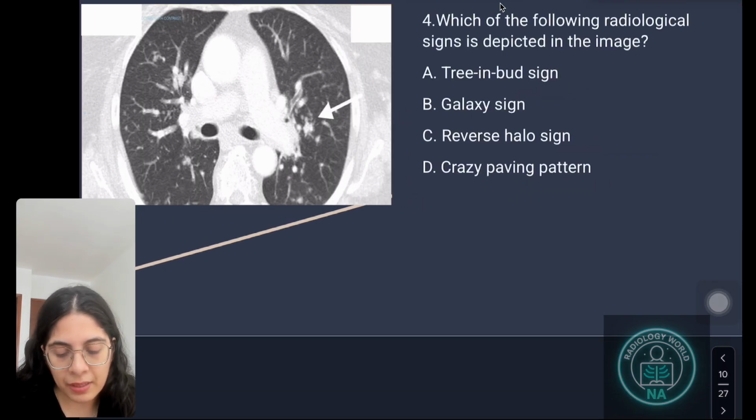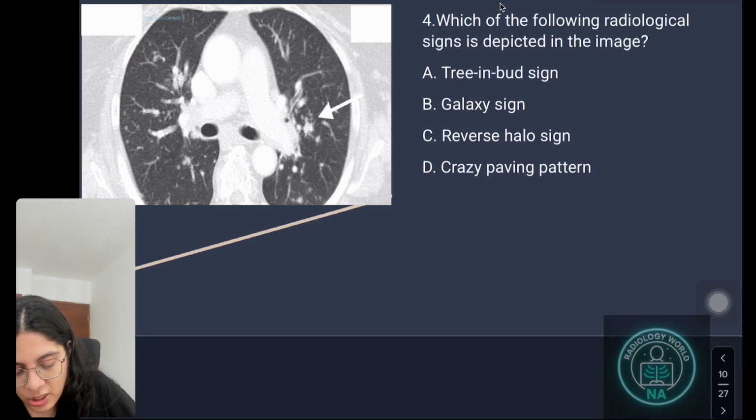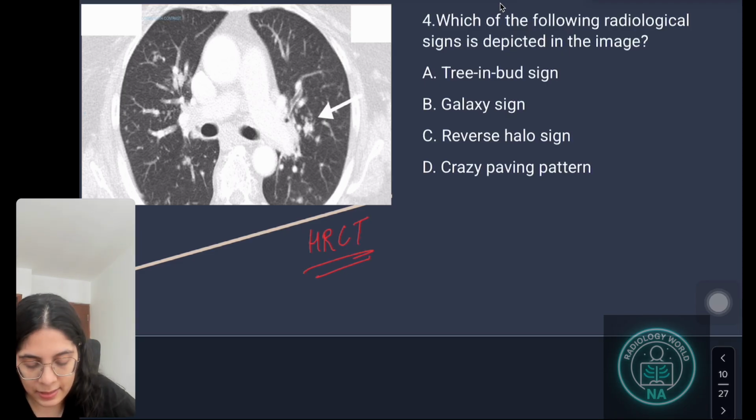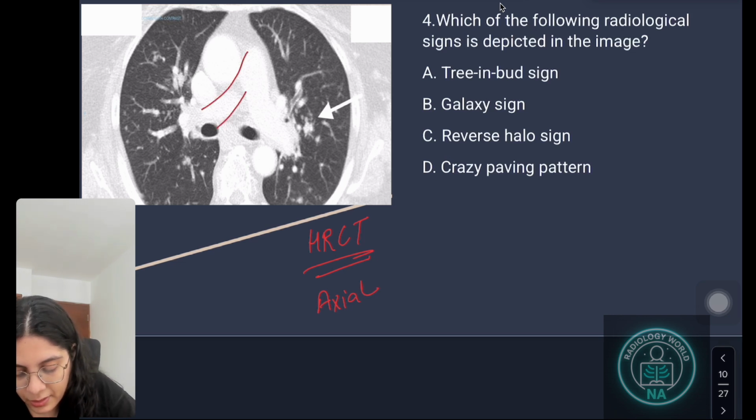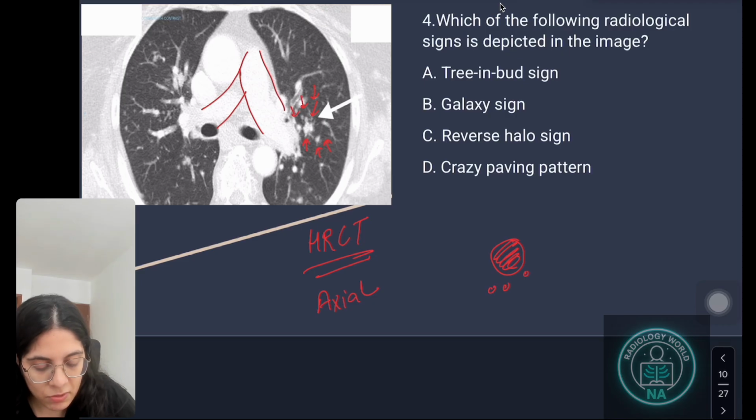Which of the following radiological signs is depicted in the image? Before I see the options, let's look at the image. What is this image? This is an HRCT chest axial image, and you can see the vessels over here. These are your pulmonary arteries, and these are your lung parenchyma. In the parenchyma there is a nodule present. Apart from this, you can see some small nodules in the periphery. So it's basically a nodule surrounded by some small nodules.